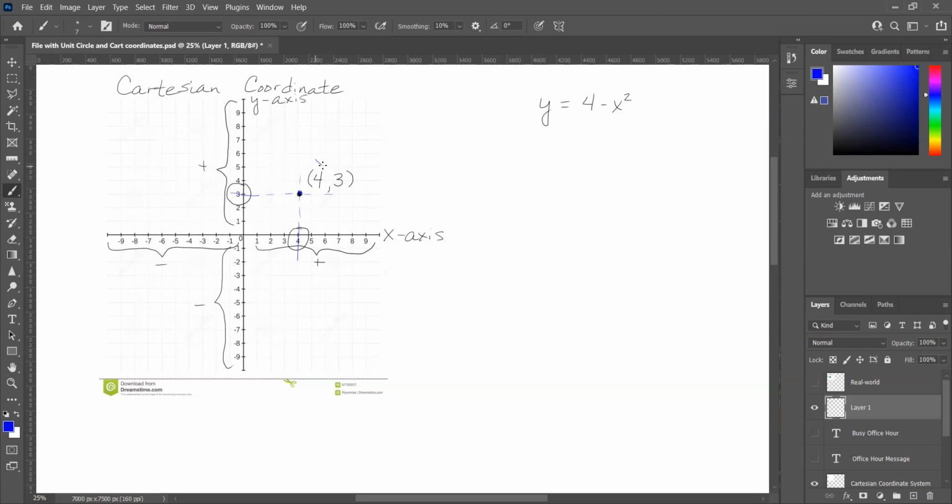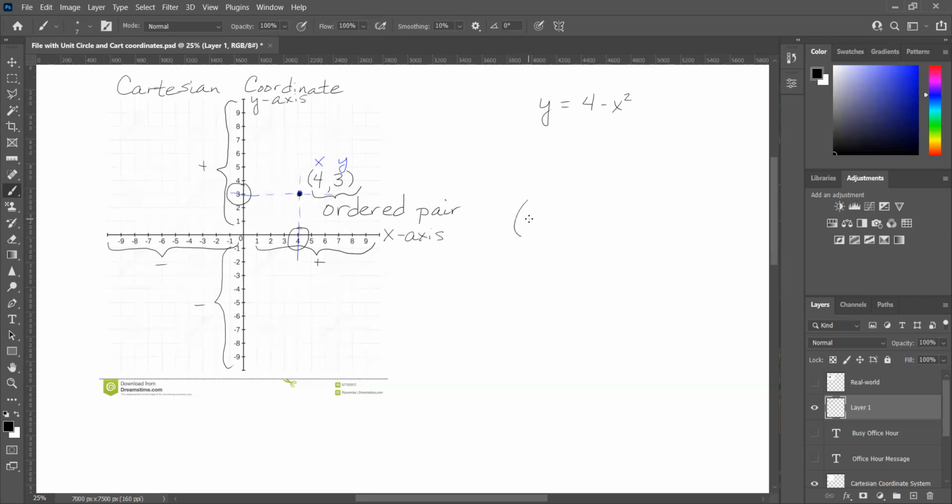Recall that I said we put the x value first and the y value second, and it will always be that way. We call this pair of values an ordered pair. So whenever you're given an ordered pair, you can very quickly plot that ordered pair or put it on a Cartesian coordinate system by moving along the x-axis to the first number and then moving along the y-axis to the second number, and where those lines might intersect is where we would plot it.